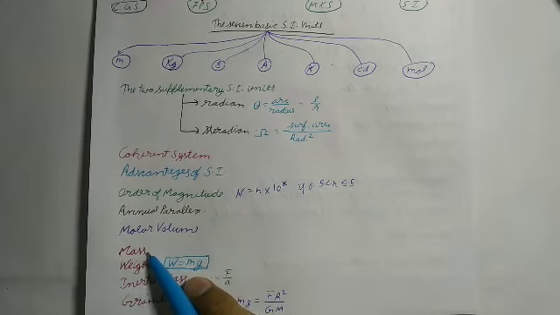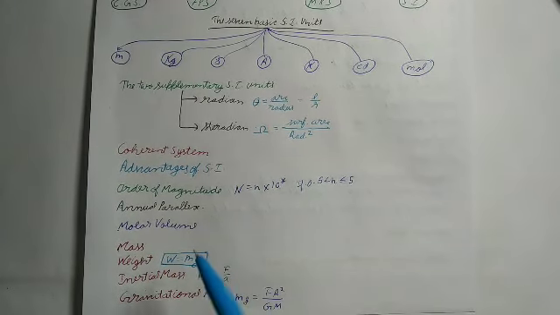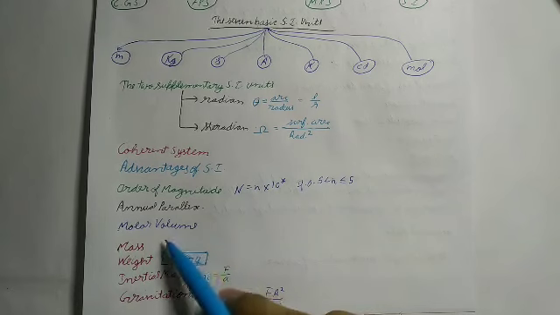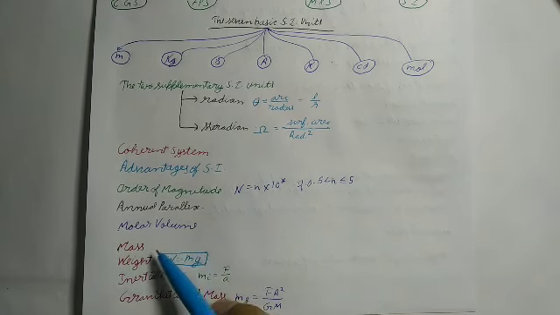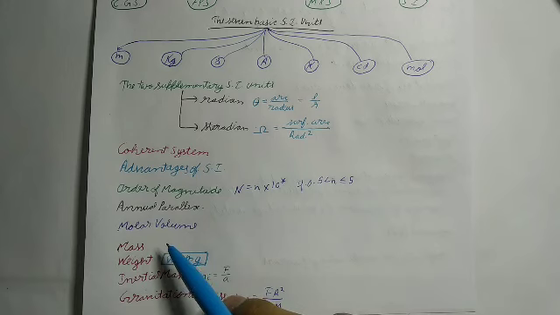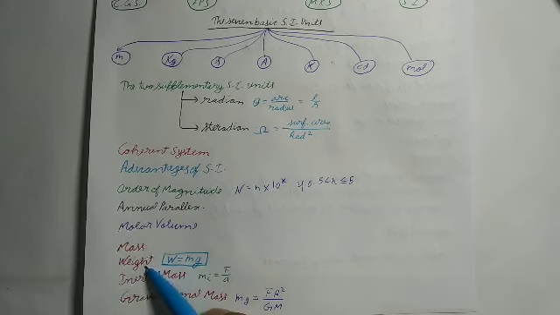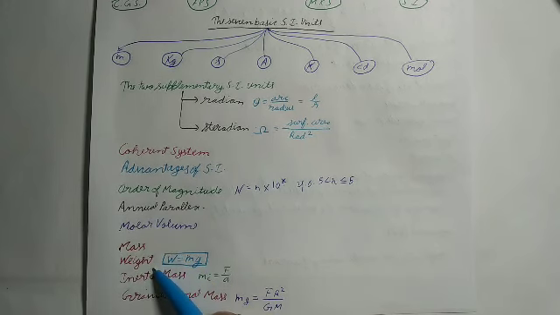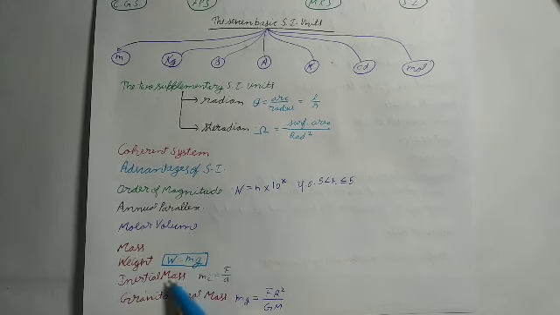Next is mass. The mass of a body is the quantity of matter contained in it. The SI unit is kg. Next is weight. The weight of a body is the force with which a body is attracted towards the center of Earth. W = mg.